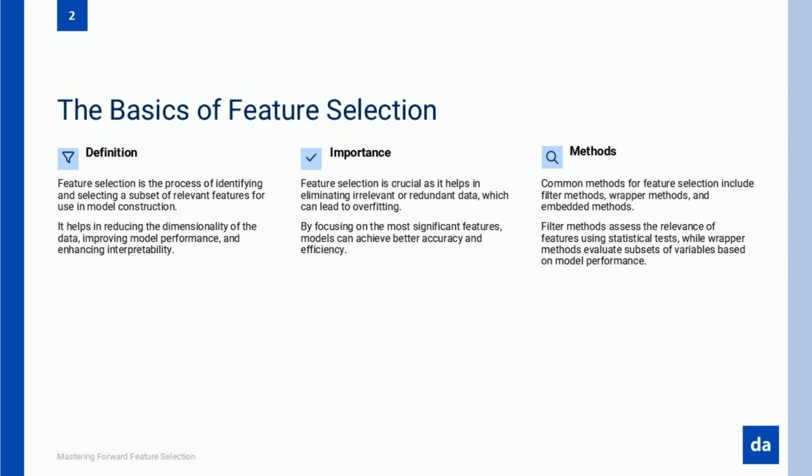There are a few different ways to do this: filter methods, wrapper methods, and embedded methods, but today we're zeroing in on one of the most effective: forward feature selection. This isn't just about making your model work, it's about making it work better. The fewer unnecessary features you have, the more efficient and accurate your predictions become.